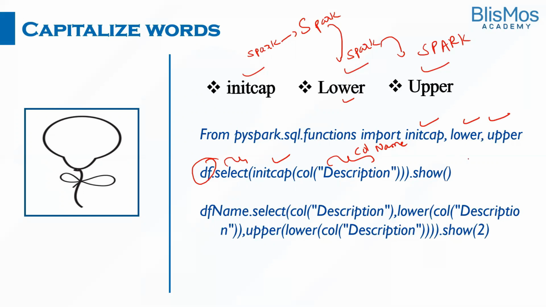For example, let us say this particular description has two words, hello world. It will make only the first letter capital and the other letters small. For the other functions, as we have seen, lower and upper, in lower all the letters of the values in this column would be made lowercase, and in upper all the letters in this column would be made uppercase. And this is how you use those functions.